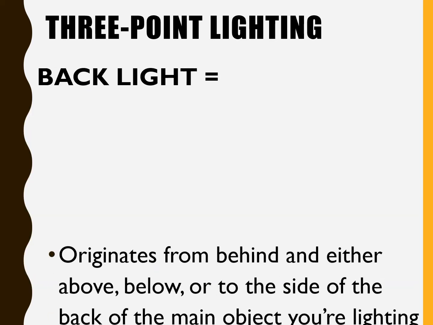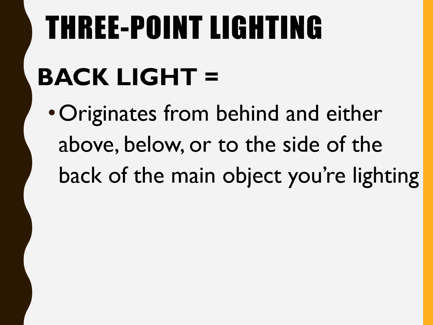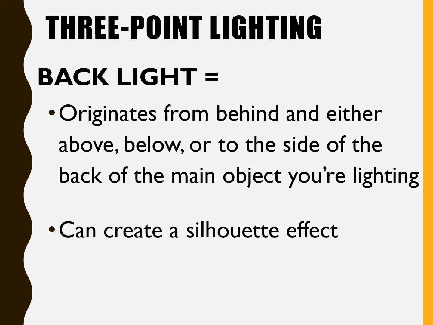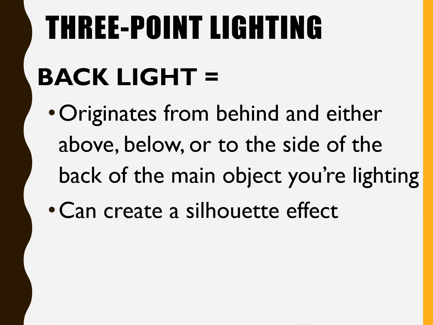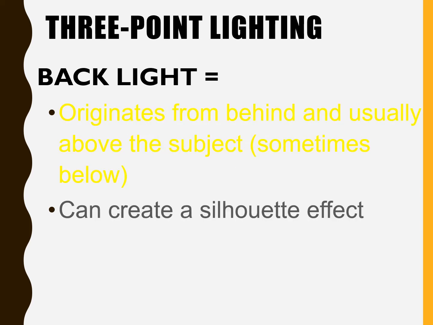The backlight is pretty much exactly what it sounds like. It originates from behind and either above, below, or to the side of the back of the main object you're lighting, right? It can create a silhouette effect, creates distance between the subject and the background, and it's always used in three-point lighting setups, right? Again, you may not want that effect. You may want to not use the backlight for whatever reason, whatever shot or look you're going for. But for our case, we're going to use one.